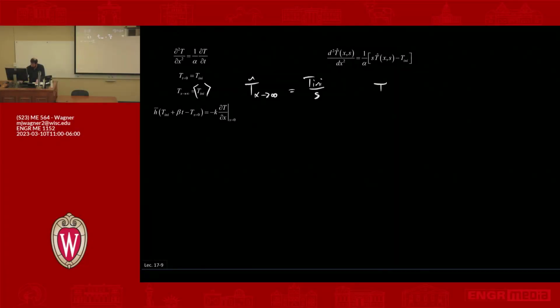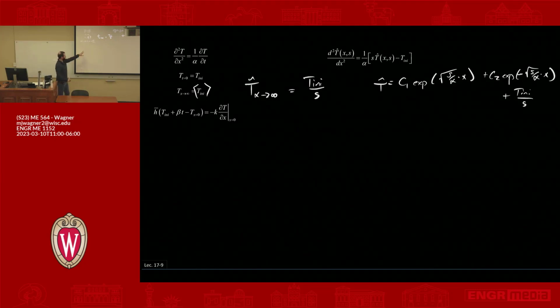The temperature solution was this. T hat equals C1 exponential of the square root of S over alpha times X plus C2 exponential of minus square root of S over alpha times X plus T initial over S. Okay, that was the temperature expression.